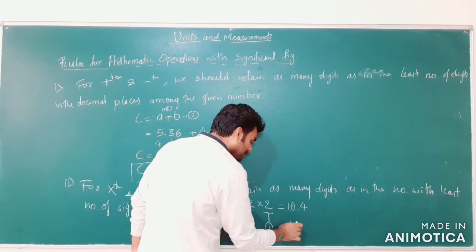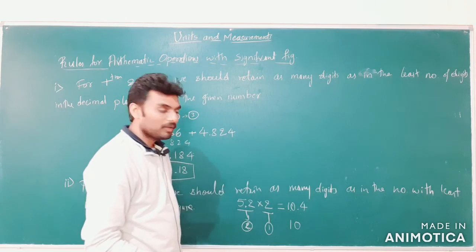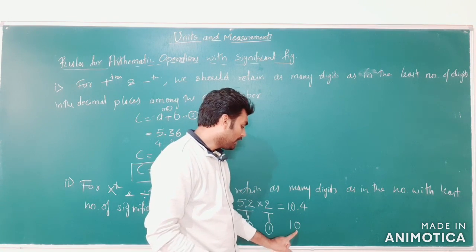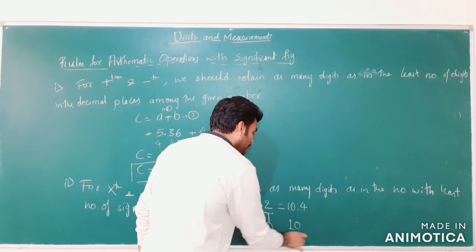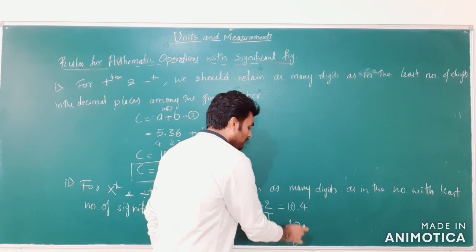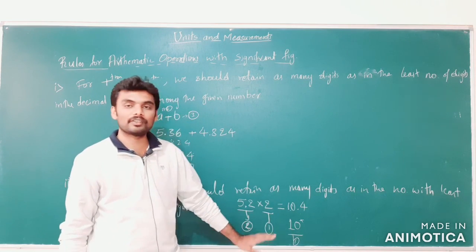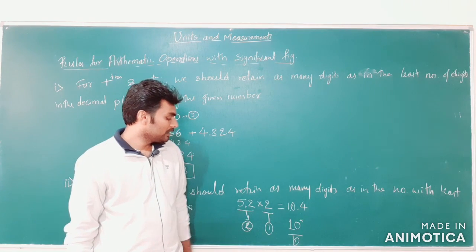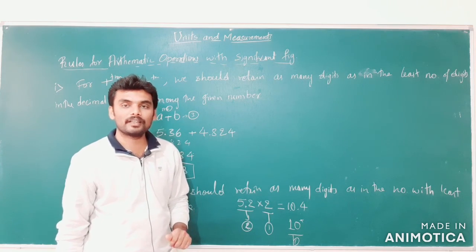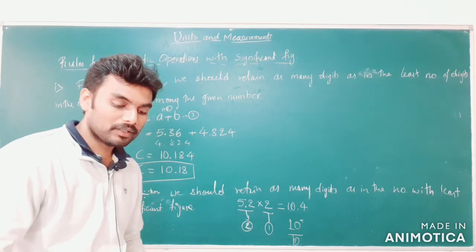I will make this simply 10. By rounding it off to 10, now in this number I only have one significant figure, isn't it? This 0 is insignificant, so I only have one significant figure, and this is how we should round off when we have the product of two measurements. Clear?